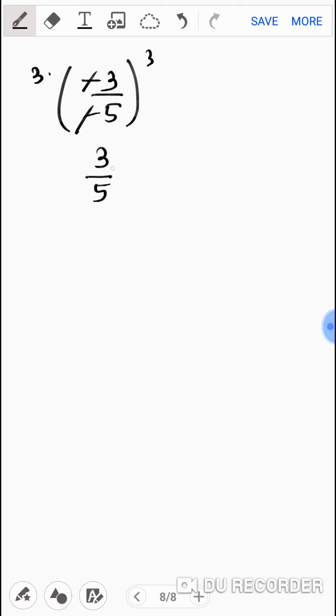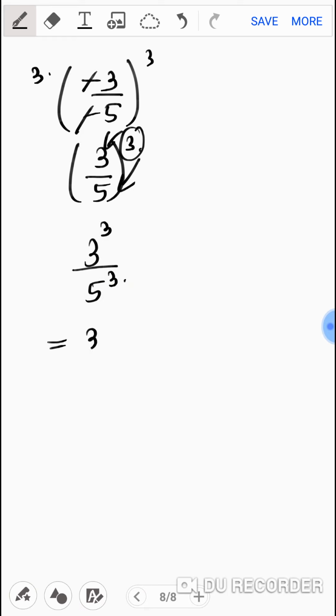Question third is minus 3 upon minus 5 raised to 3. Here my dear kids, numerator and denominator both are having minus, so you can eliminate that minus. So you will get 3 upon 5 raised to 3. Now this 3 is with this 3 also and 5 also. So you can write 3 raised to 3, 5 raised to 3. That will be 3 into 3 into 3 and 5 into 5 into 5.